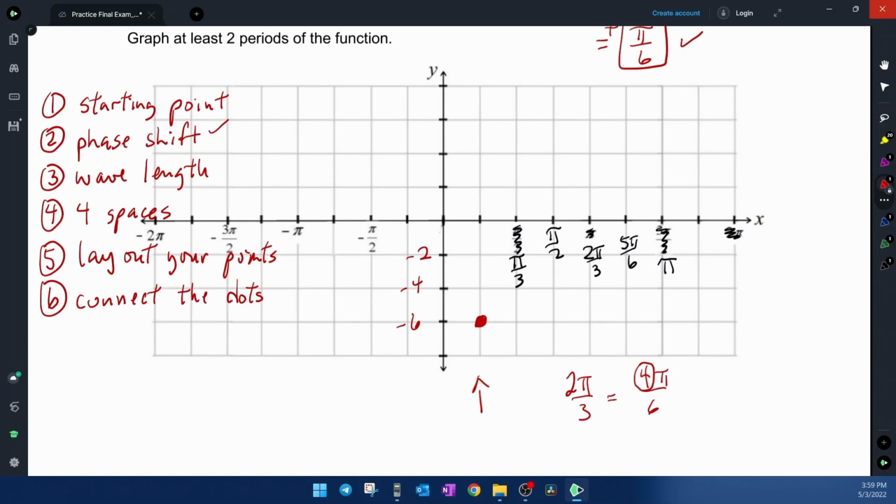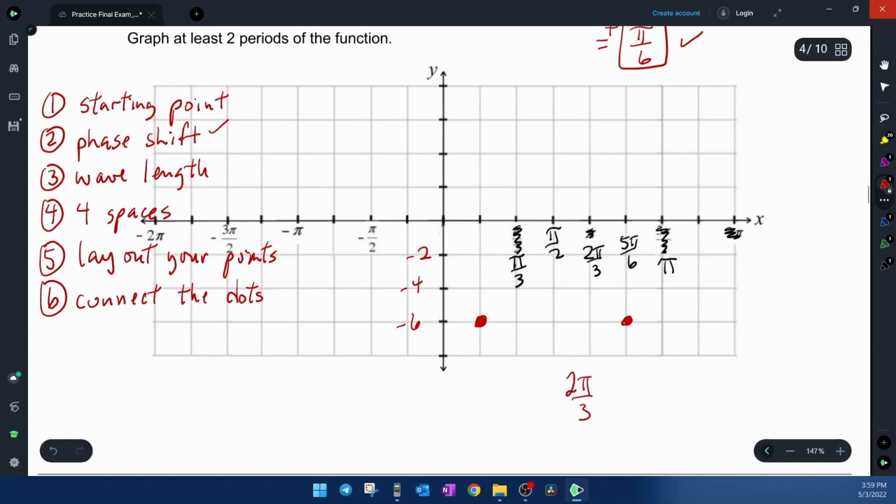All right, so here we go. Traveling 4 sixths: 1, 2, 3, 4. And you always finish where you start. So if I start at -6, I need to finish at -6.